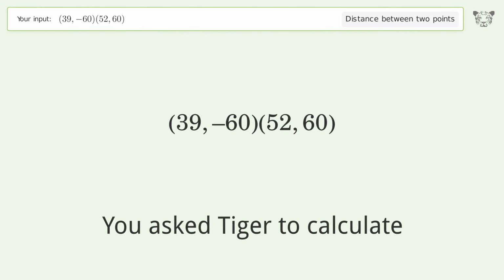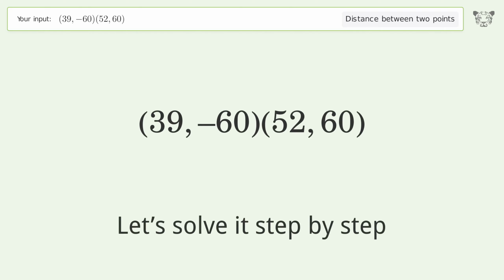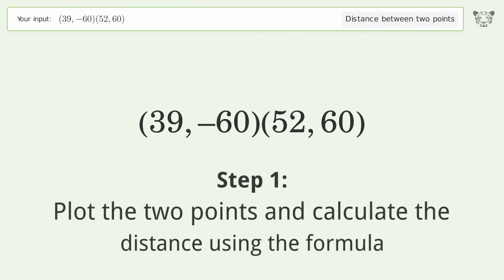You ask Tiger to calculate. This deals with the distance between 2 points. The distance between the 2 points is the square root of 14,569, or 120.702. Let's solve it step by step. Plot the 2 points and calculate the distance using the formula.